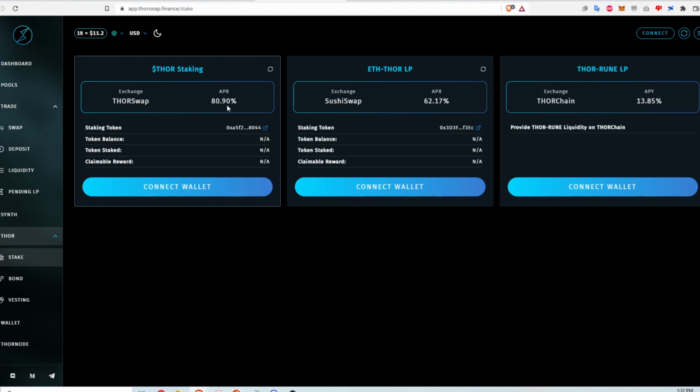Keep in mind that this is useful if you're bullish on the Thor token. It's definitely better than just holding it, since you can get some return. And if you're long-term bullish on the Thor token, then this is probably the way to go.